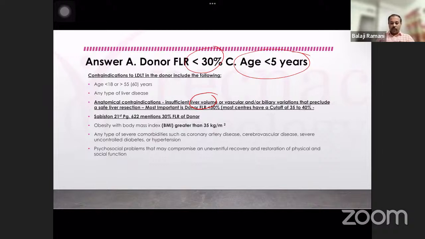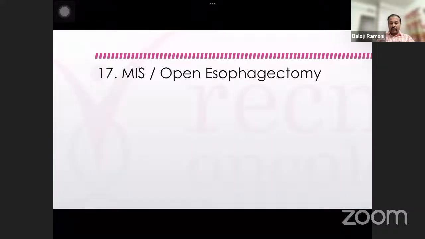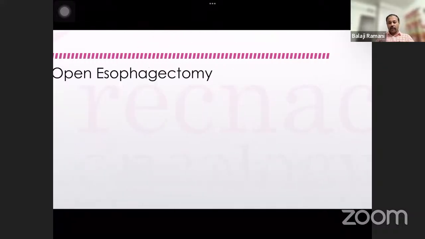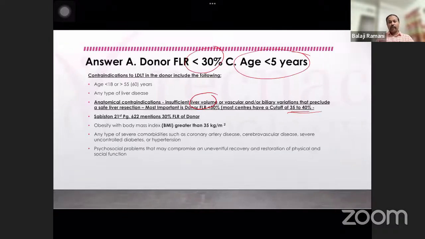At least many centers will have an even smaller cutoff, probably around 35 to 40%, but the least value that I could find was 30%. So at least the 30% cutoff is needed to make sure. This is mentioned in your textbook. So 30% FLR of the donor should be there. Gross obesity, when it is there, may lead to a steatotic liver in the donor. So whenever there is a BMI which is more than 35, that is again another contraindication.